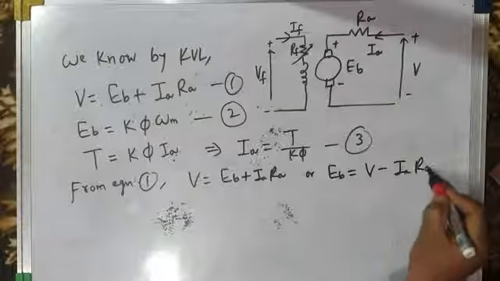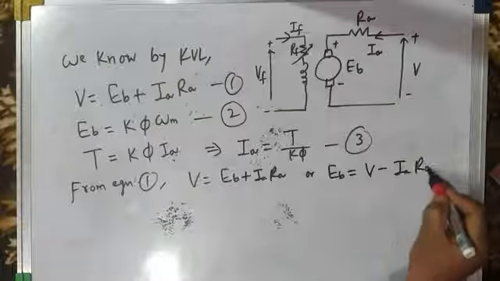gives, what does it give? It gives Eb. Eb from equation 2 is K phi omega m. So instead of writing Eb, I will write K phi omega m is equal to V minus Ia into Ra. What is Ia? Ia is T by K phi, into Ra. This is from equation 3. The armature current is T by K phi, and I have substituted that here. So from this you can find the expression for speed.